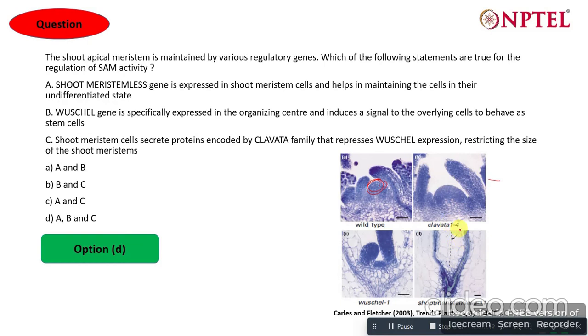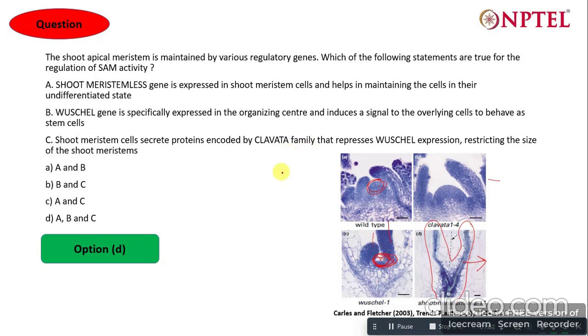As you can see from this figure, when the shoot meristemless gene is knocked out, the shoot looks differentiated, and the figure shows that it is without meristem, that is, it's in a differentiated state. In case of the Wuschel gene, it is only expressed in the organizing center, and it induces a signal to the overlaying cells to behave as stem cells. If this region does not have a stem cell, then the whole apical meristem cannot grow. That's why these cotyledons have grown in this case.